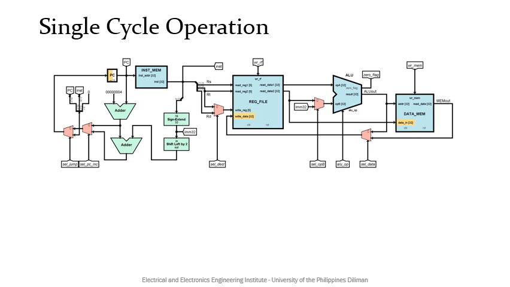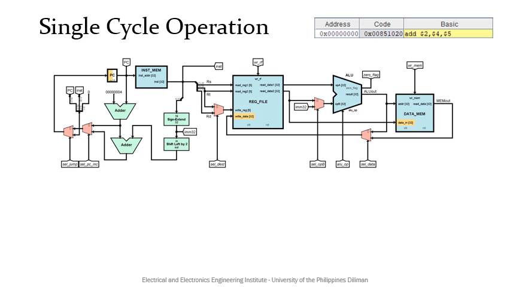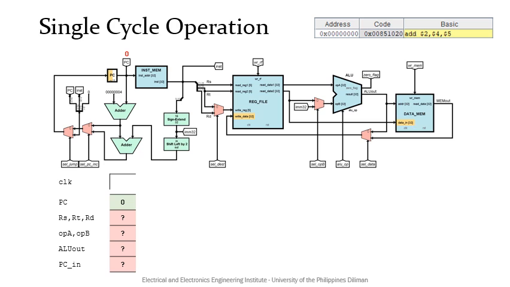Let's review first how our single cycle data path works. However, this time, we'll also consider how the signals propagate in time. Here we have an add register 2, register 4, register 5 instruction stored at address 0. The execution of the instruction starts with the PC containing and outputting a value of 0. By this point, other control signals are not yet ready or valid.